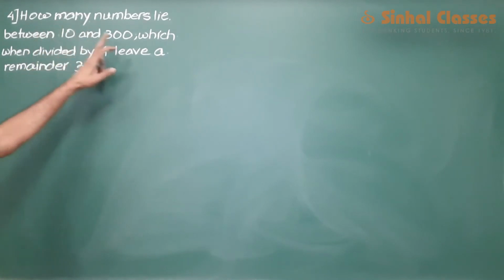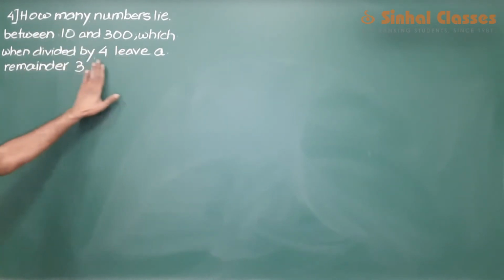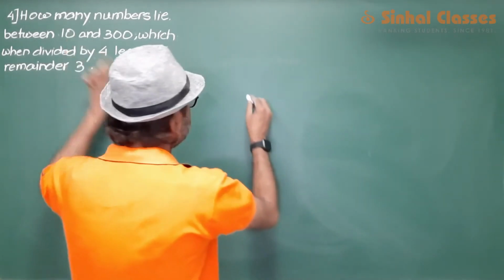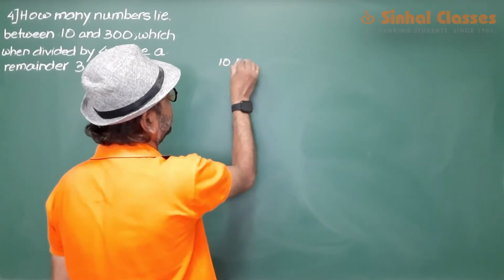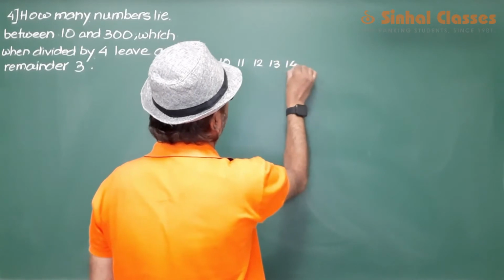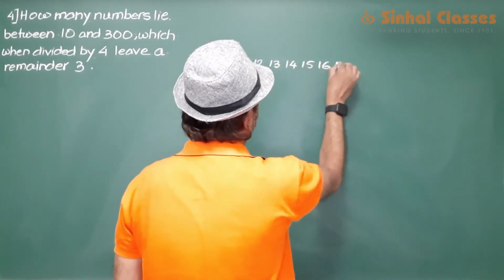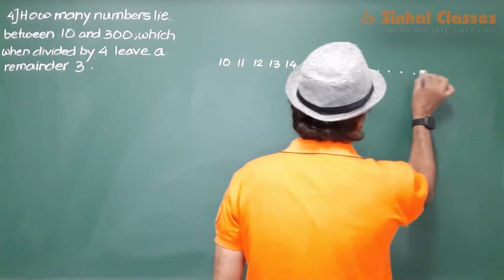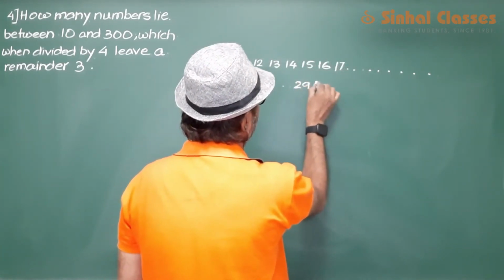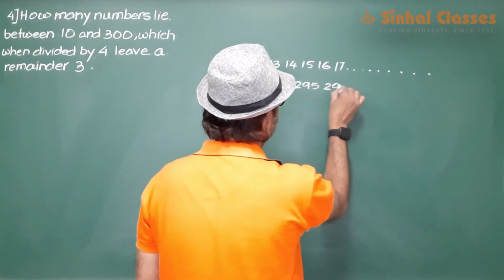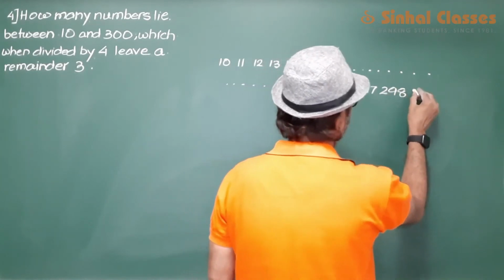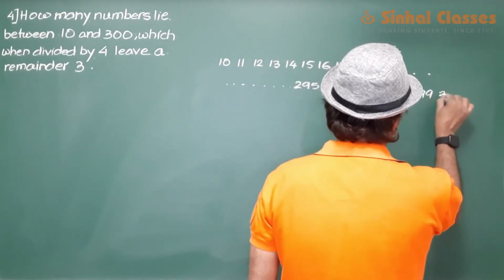We are given: how many numbers lie between 10 and 300 which, when divided by 4, leave a remainder 3? Let us take these numbers between 10 and 300: 10, 11, 12, 13, 14, 15, 16, 17, ... 295, 296, 297, 298, 299, 300.